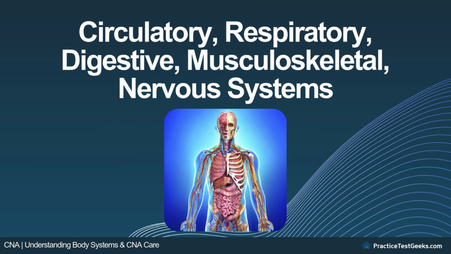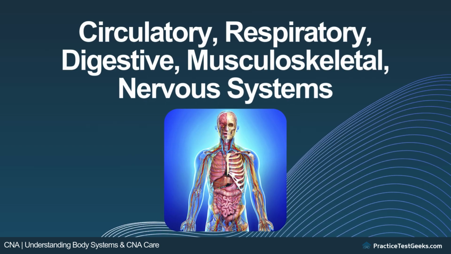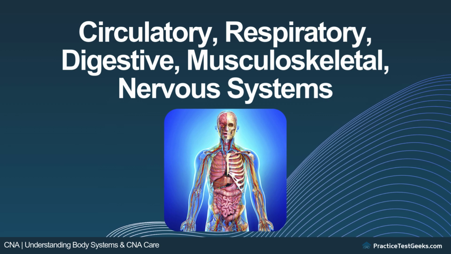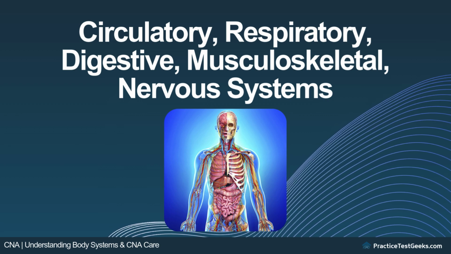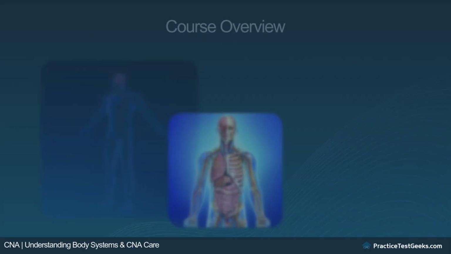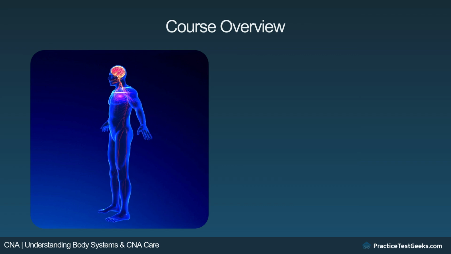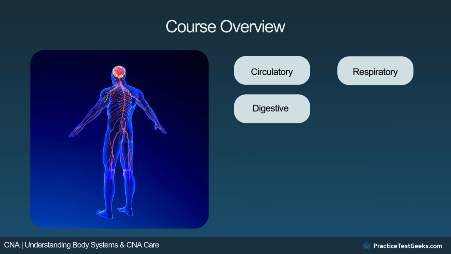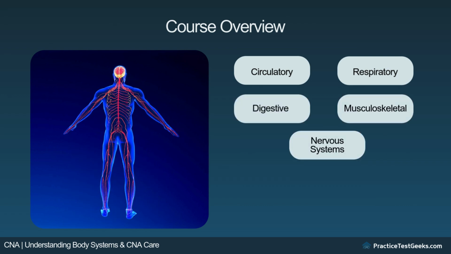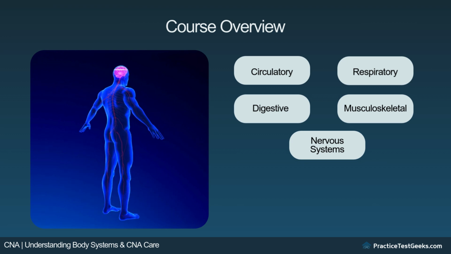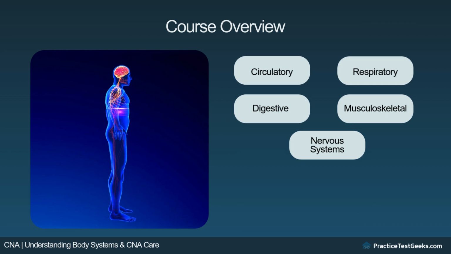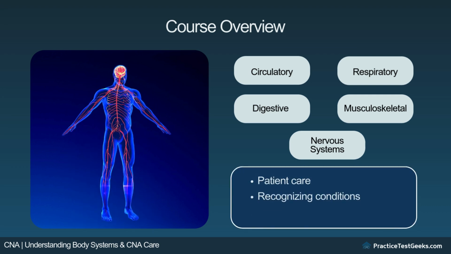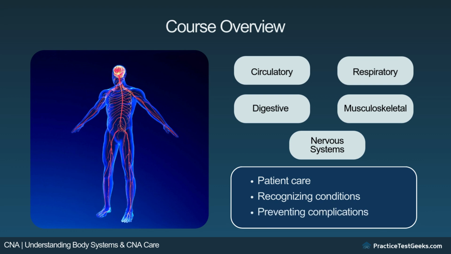Let's explore the incredible complexity and vital functions of the circulatory, respiratory, digestive, musculoskeletal, and nervous systems in a way that's easy to understand. This course provides essential knowledge of major body systems, including the circulatory, respiratory, digestive, musculoskeletal, and nervous systems. CNAs will learn how to understand these systems' anatomy and physiology, and apply this knowledge to providing effective patient care, recognizing conditions, and preventing complications.